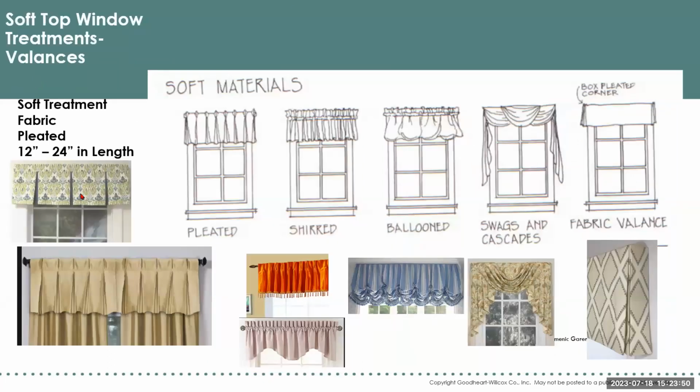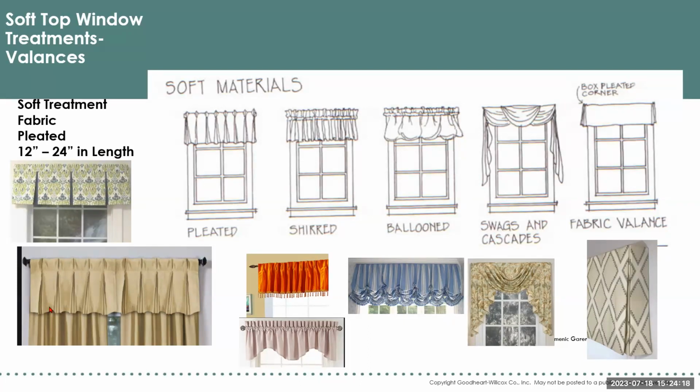Here you go. So soft treatments or valances are usually made out of fabric. And the rule of thumb is at least 12 to 24 inches, so they're not too short and they have a little bit of length to them. And as you can see, there are just so many different styles. Here's a little pleated one. It reminds me of the curtain, right? So here you see a little pleated valance, which reminds me of those draperies we were talking about.